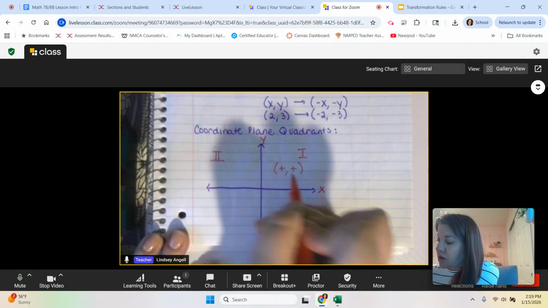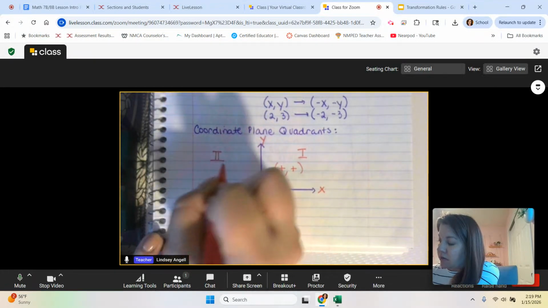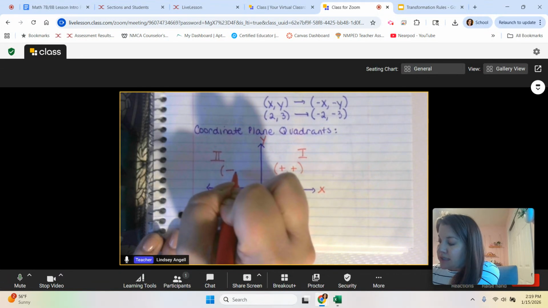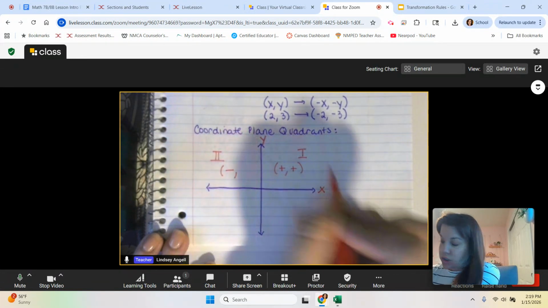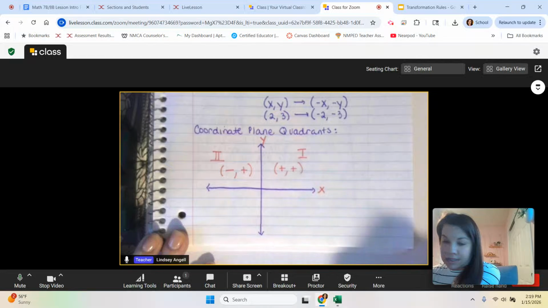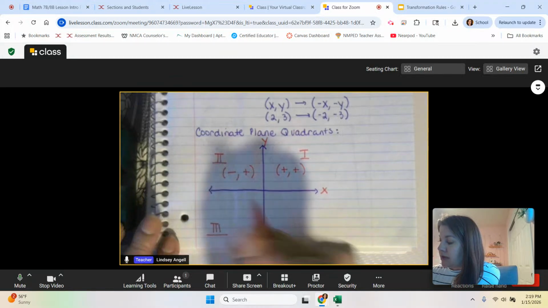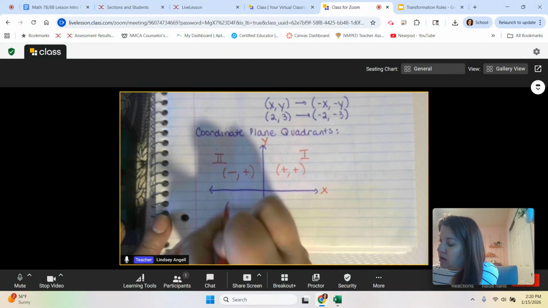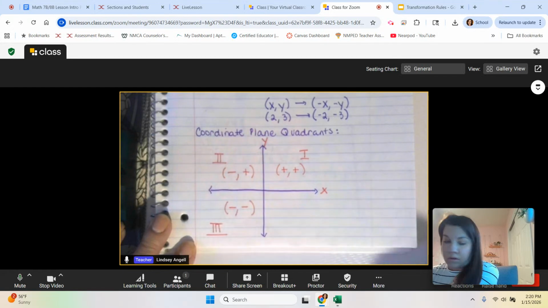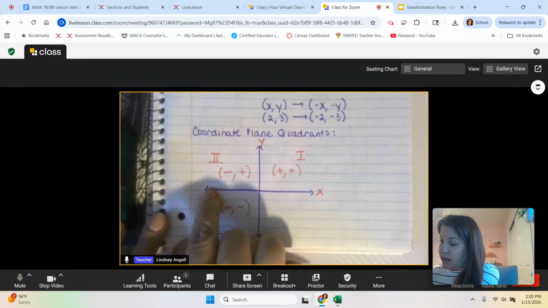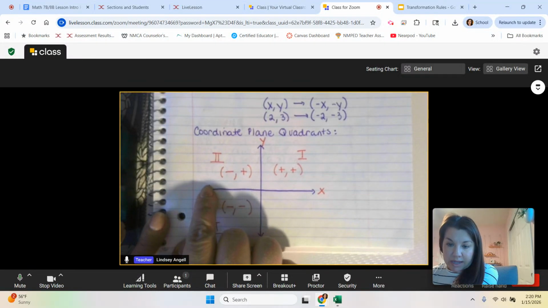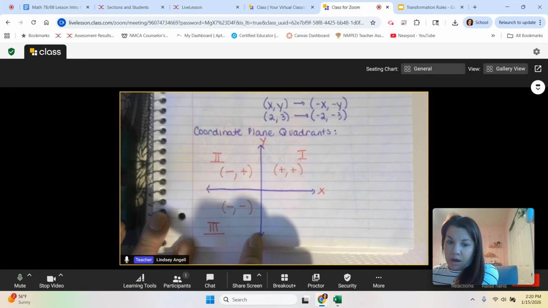Quadrant 2 goes to the left over here. Your x values are negative in quadrant 2 and your y values are positive. In quadrant 3, everything is negative. Okay, x values are negative, right? We went to the left on the x-axis. We went down on the y-axis.